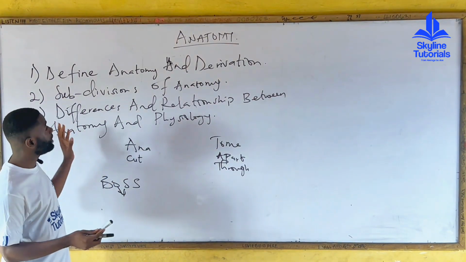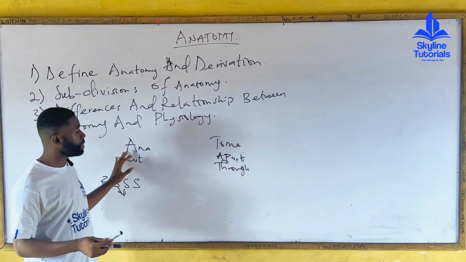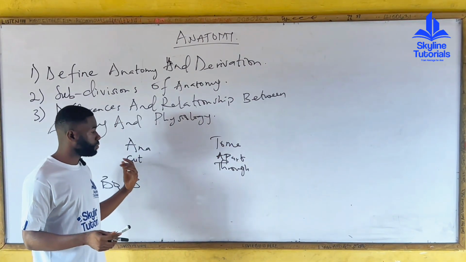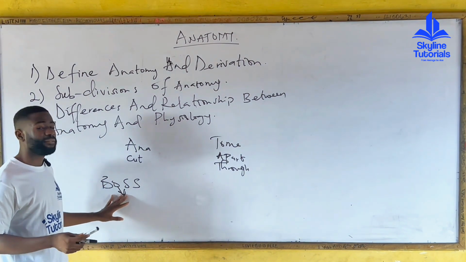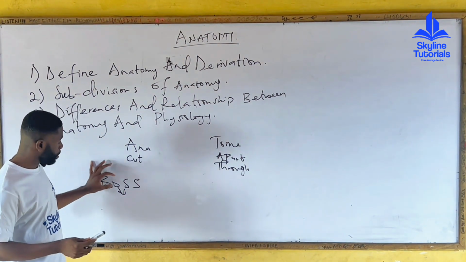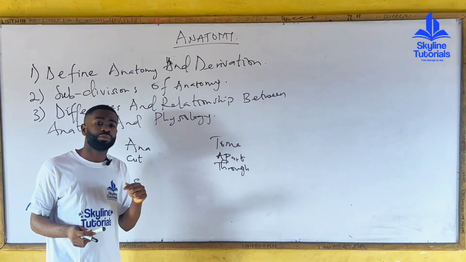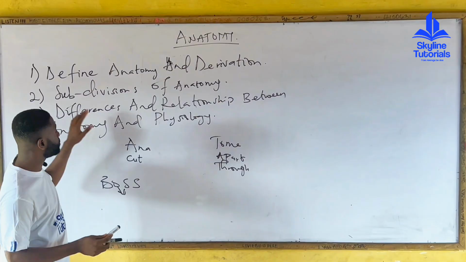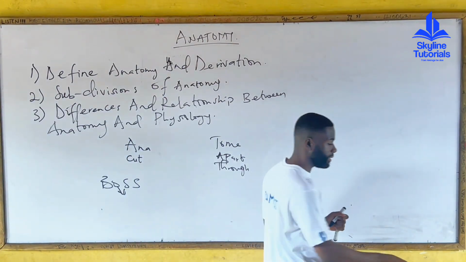So that's it for the definition and derivation of anatomy. I come again, it is derived from two words, ana and tom, cut through or cut apart in English. And then we defined anatomy as the study of the body's organization, shape, and structure. The next we'll delve into for this episode is the subdivisions of anatomy. So let's look at that keenly.